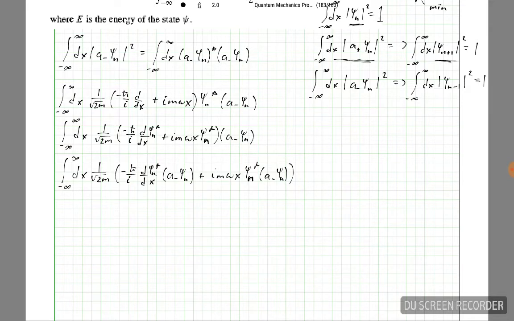Now I'm going to go ahead and split this into two integrals because I only want to do integration by parts on the first one. So to make this clear, I'm just going to keep the constants in here because why not? So I'm going to have this integral. This is the one that I want to do integration by parts on.